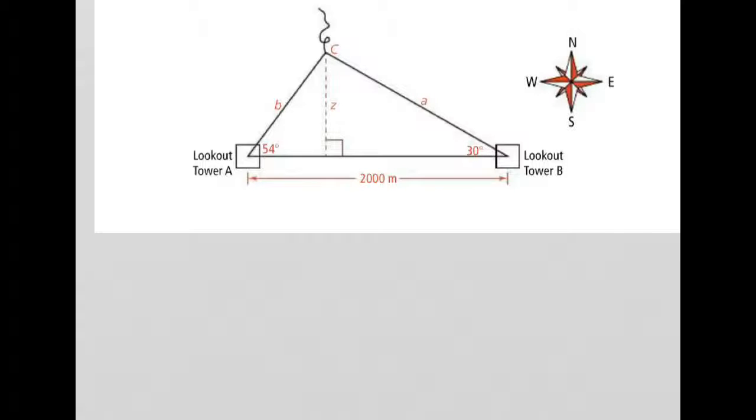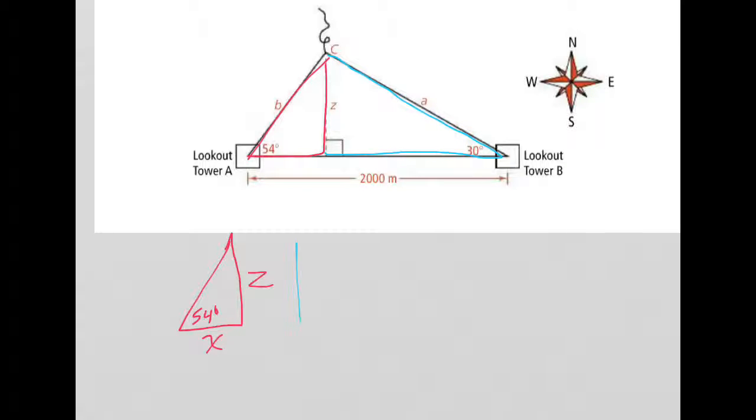We have a problem. We want to use some right triangle trig, except we don't know any of the side lengths of the two right triangles. We know that the total distance of the base of those two right triangles is 2,000 meters, but we don't know the individual bases. So I'm going to draw this pink triangle here and label it with what I know. I know that's Z, and I don't know what that base is, so I'm just going to call that X, but I do know that that is a 54-degree angle.